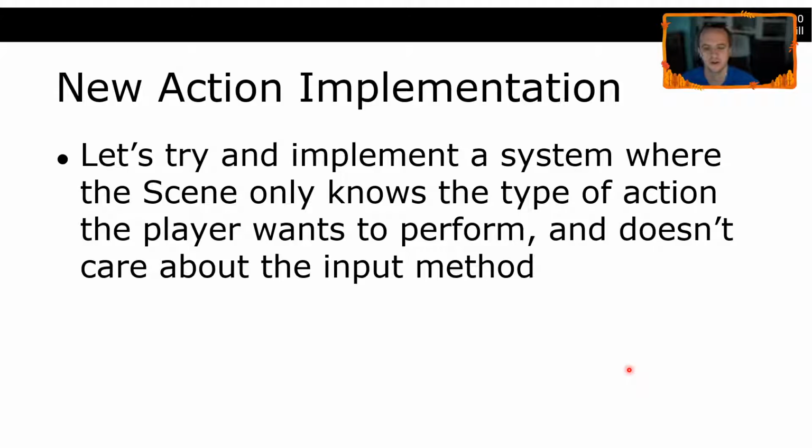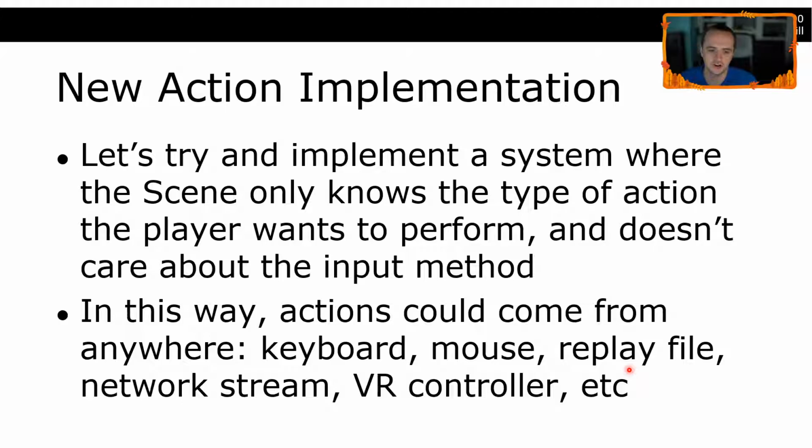So let's try and implement a system now where the scene only knows the type of action that the player wants to perform, and it doesn't care about the input method whatsoever. And so what this is going to accomplish is that the actions could come from anywhere. They could come from the keyboard, they could come from the mouse, they could come from a file, they could come from a network stream, from a VR controller, from anything. The scene just knows, oh, I want to do this type of action. I don't care where the input from the user actually came from.